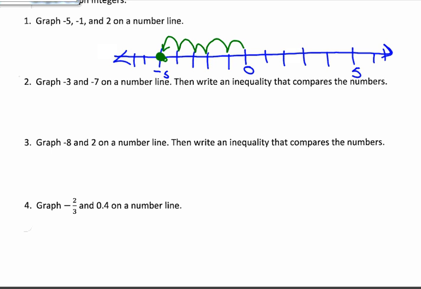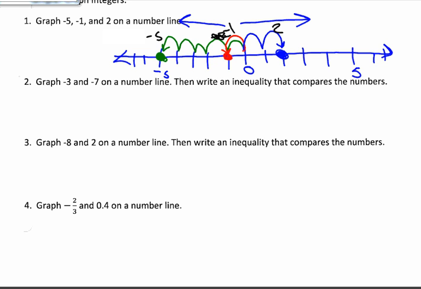For negative 1, again I'm going to start at 0 and count over negative 1. That's where my dot is going to go. 2, remember, is the other way. Our negative numbers are this way, positive numbers this way. So I'm going to start at 0 again and count over 1, 2. And my dot would go here. So we marked negative 5, negative 1, and 2. Again, not going to spend a whole lot of time on this. I'm assuming that graphing whole numbers on a number line should be easy since we did that last year.